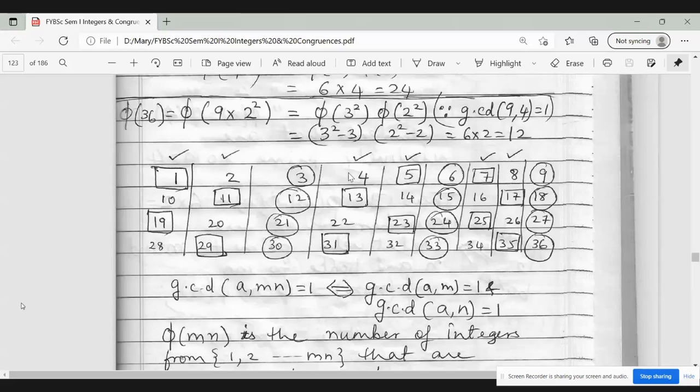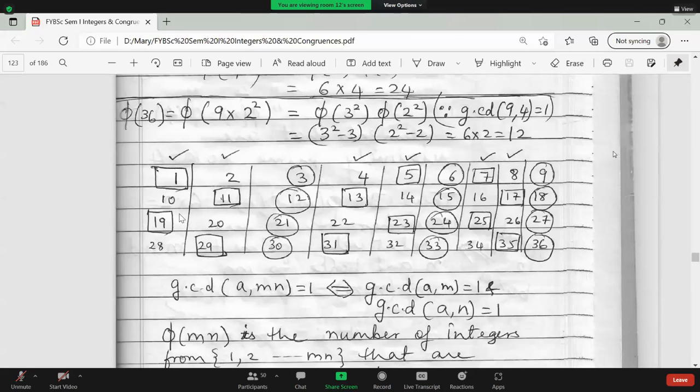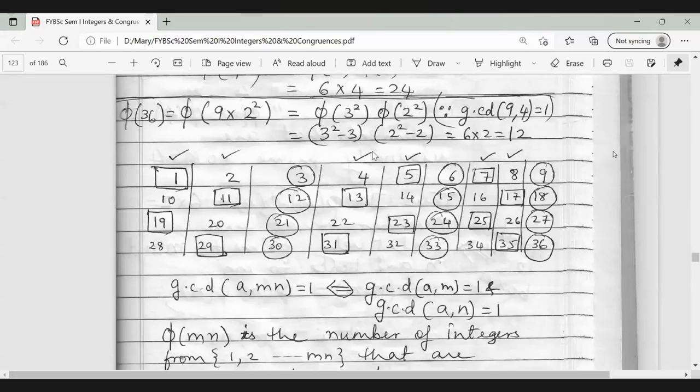There are 6 numbers here, and how many numbers does each column have? 2. So 6 into 2. Each row has 6 and each column has 2, so 6 into 2 numbers will be relatively prime to mn. 6 into 2 is 12 numbers. You can count the squares: there are 12. So this is the proof of the theorem.